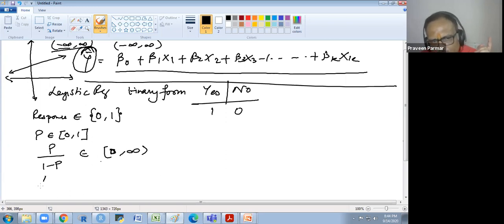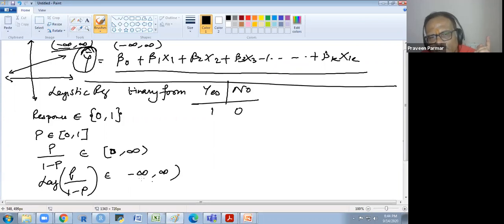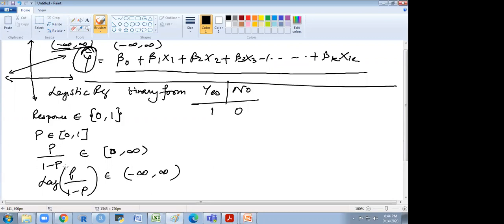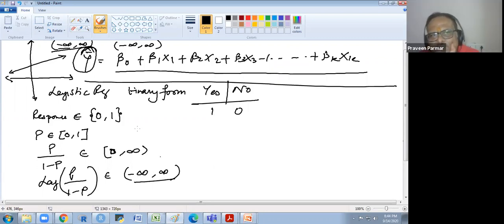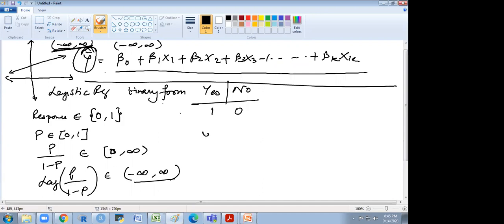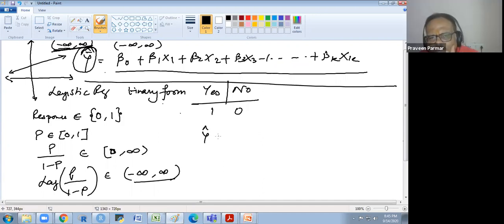So what I will do is take the log of p over 1 minus p. Does that make sense to you now? If we take the log of this, we will get minus infinity to infinity. So this range is now equal to this range. Instead of y cap, you could write log of p over 1 minus p. That is equivalent now.